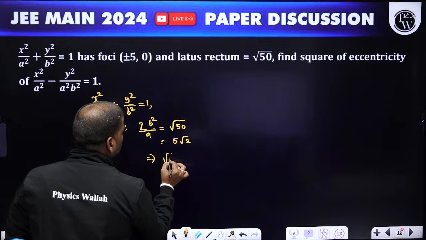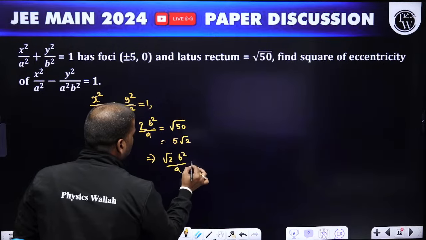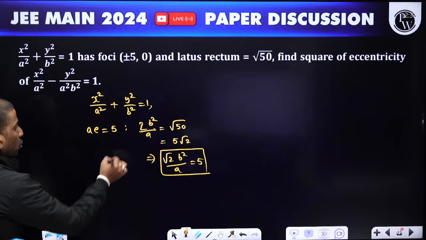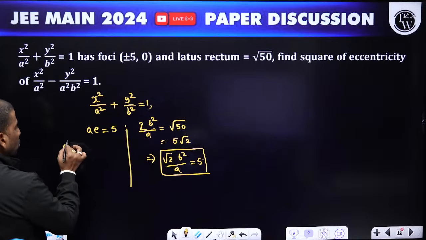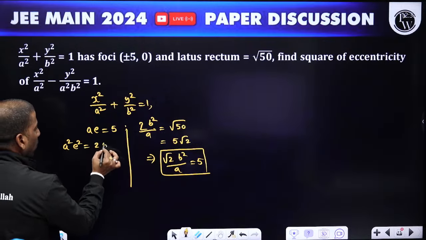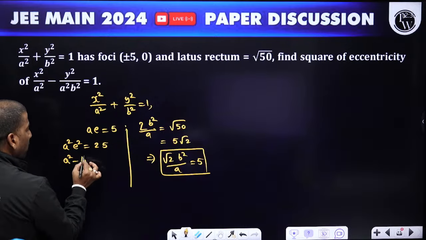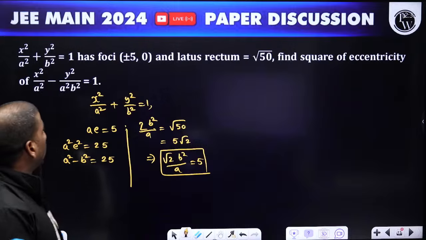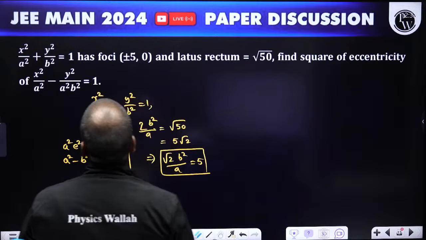So that means root 2b square by a is equal to 5. If it is necessary, we will use it later. Coming to ae is equal to 5, a square is equal to 25. a square minus b square is equal to 25. Right. But what do we want?